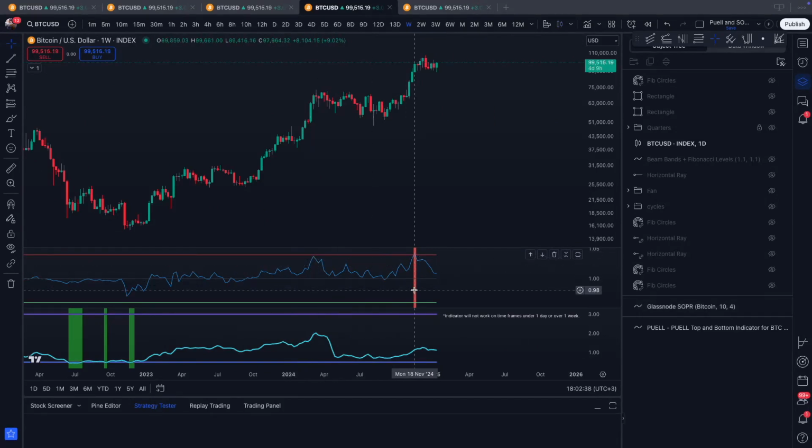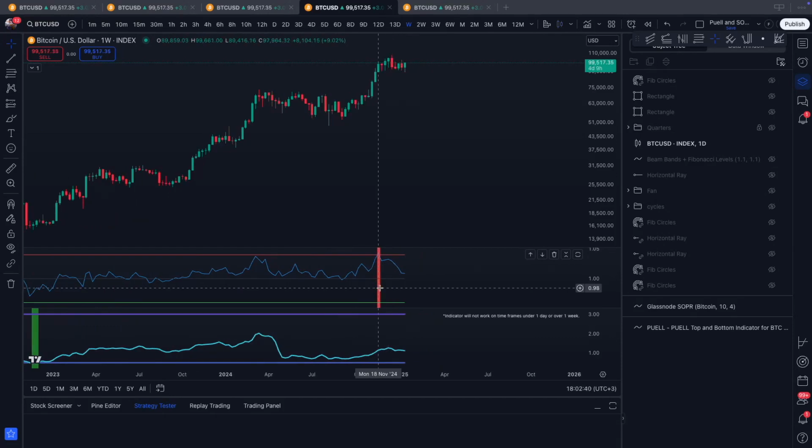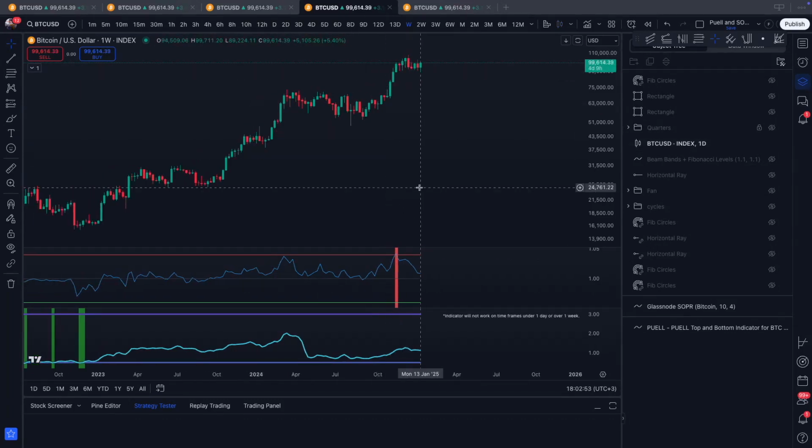But the key one, and I highlighted this to the members in the group, was the one that happened on the 18th of November. I thought after this we'd probably get a little bit more of a push up, and then we'd get that correction, which we did. We got that correction from $107,000 all the way down to 89. Now what I think will happen is that we're going to get another push up. As Bitcoin rallies, I don't know if we're going to get another hit to the top of this area. It could happen. But I think the next top it hits will be a major top.